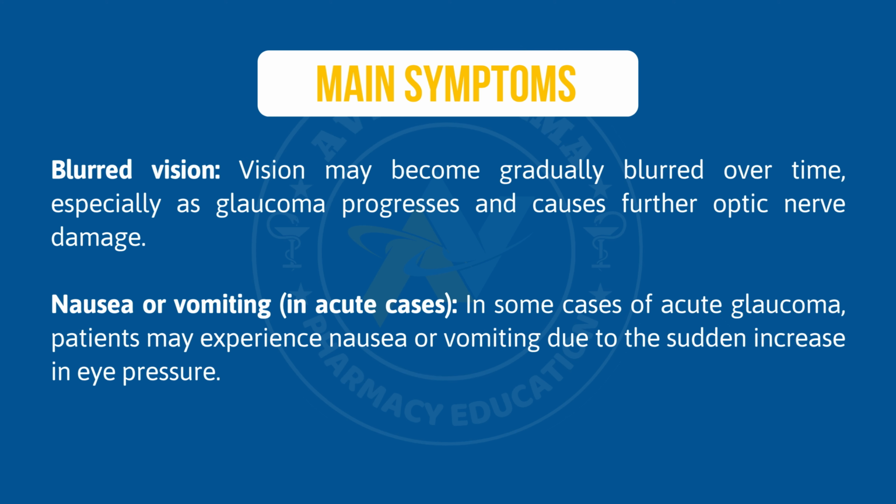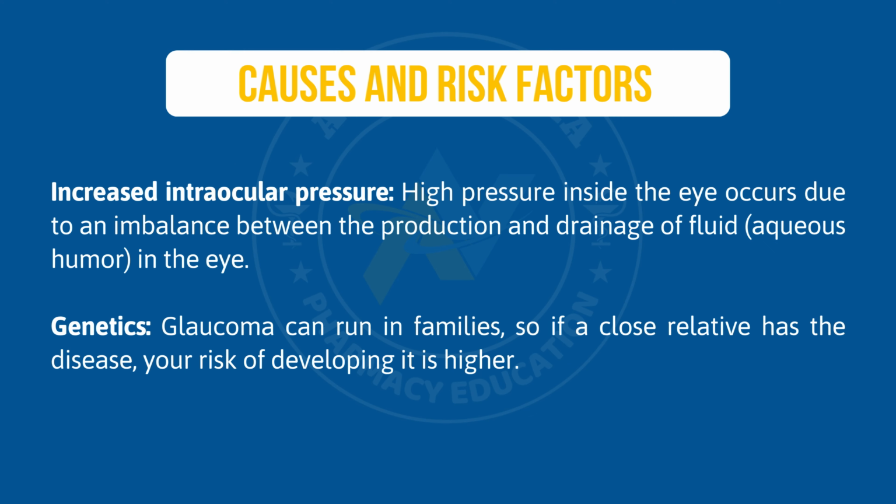Blurred vision. Vision may become gradually blurred over time, especially as glaucoma progresses and causes further optic nerve damage. Nausea or vomiting in acute cases. In some cases of acute glaucoma, patients may experience nausea or vomiting due to the sudden increase in eye pressure.